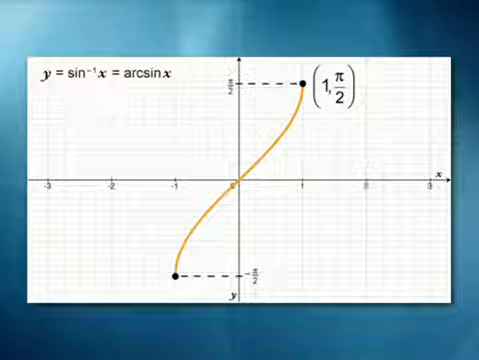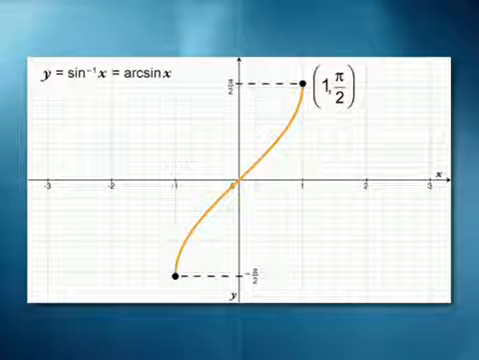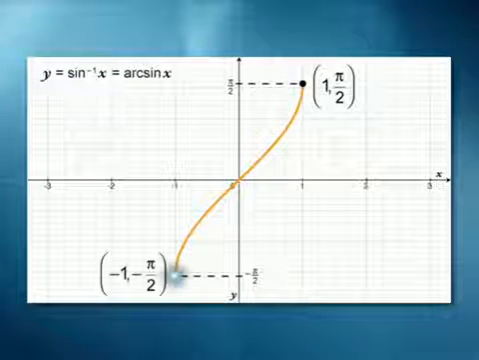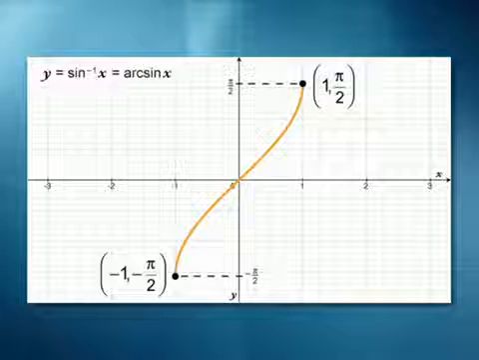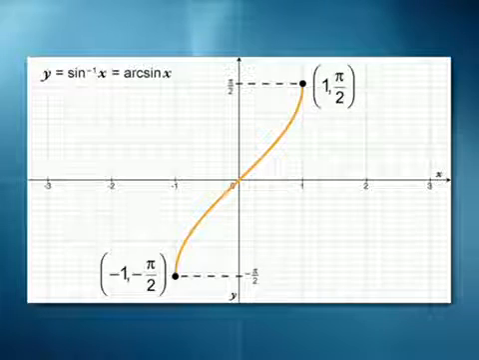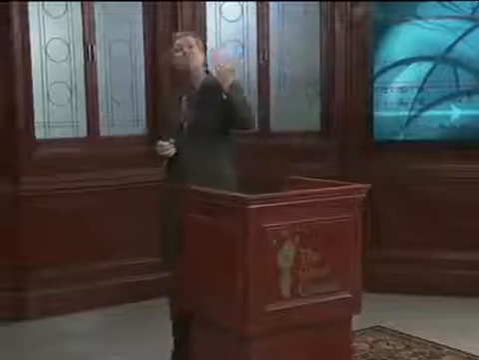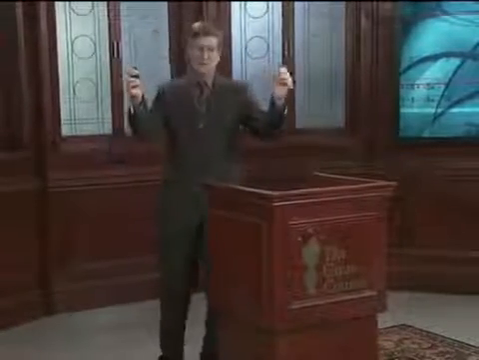And then it passes through 0, and it's an odd function, just like sine is an odd function, so you get that bottom point at -1, minus pi over 2. So that graph is the mirror image of the sine curve restricted to its smaller domain.